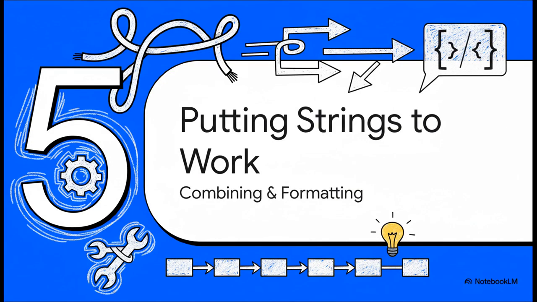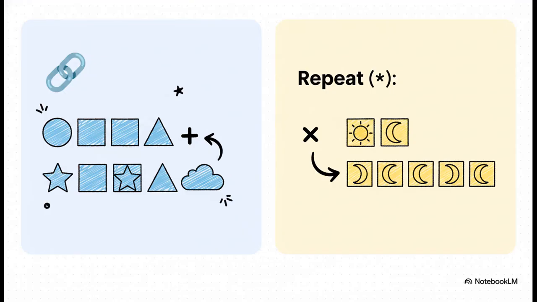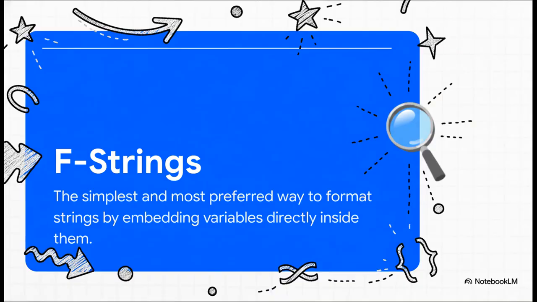Okay, we've got the basics down, we've got our power tools. Now let's put it all together. How do we combine strings and, more importantly, how do we put dynamic data inside them? This part is super intuitive. Want to join strings? Just use the plus sign. We call that concatenation. Want to repeat a string a few times? Just use the multiplication sign. Easy as that.